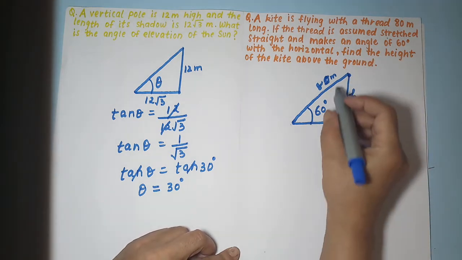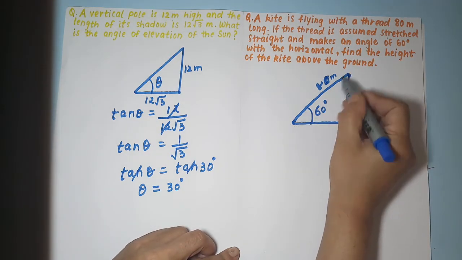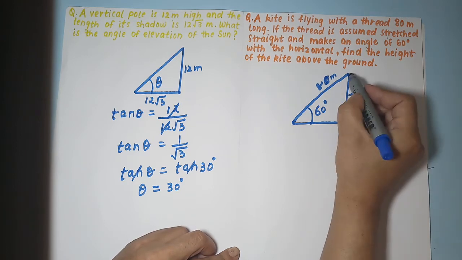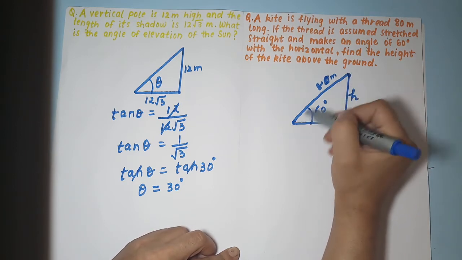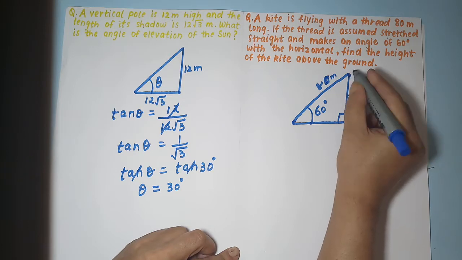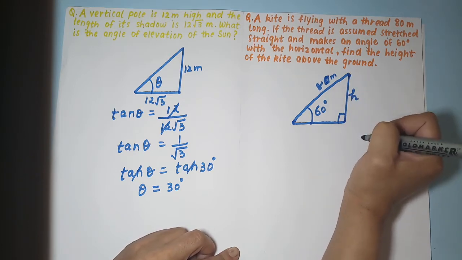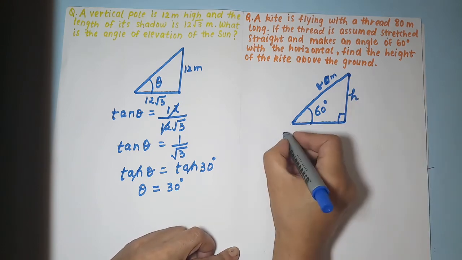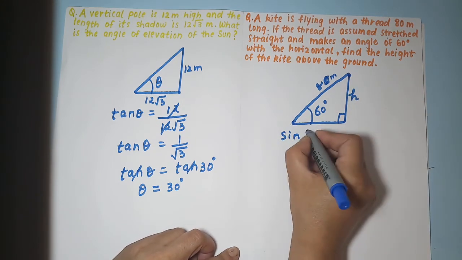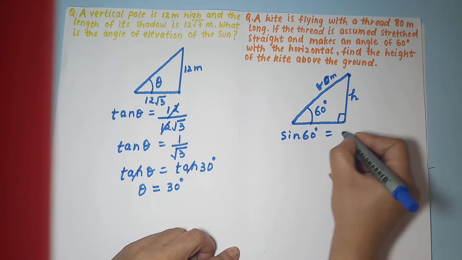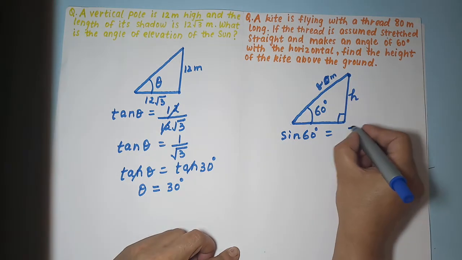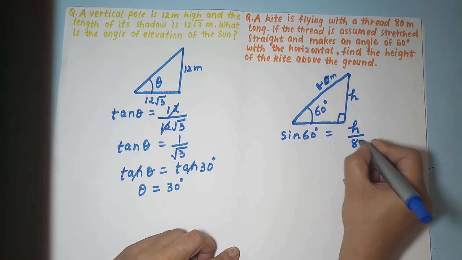So, this time we are given, this is 90 degree. So, we are given the hypotenuse, so hypotenuse and the opposite side. So, obviously we will make use of sine ratio. So, we will write sine 60 is equal to opposite upon hypotenuse, that is h upon 80.